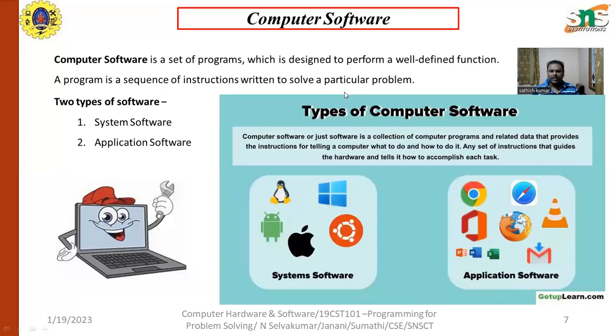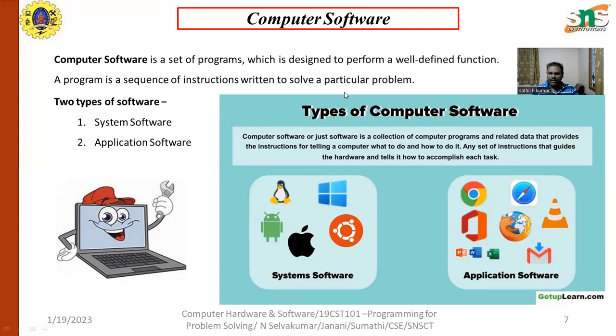So computer software is a set of programs designed to perform well-defined functions. A program is a sequence of instructions written to solve a particular problem. There are two types of software: system software and application software. It is a collection of computer programs and related data that provides the instructions for telling the computer what to do and how to do it. It is any set of instructions that guides the hardware and tells it how to accomplish each task.